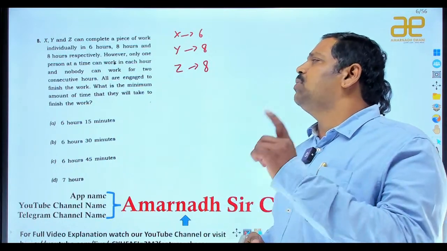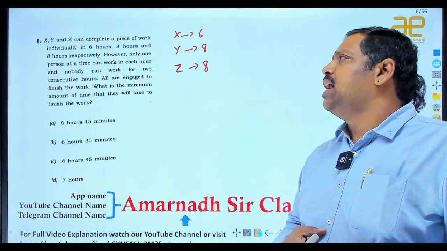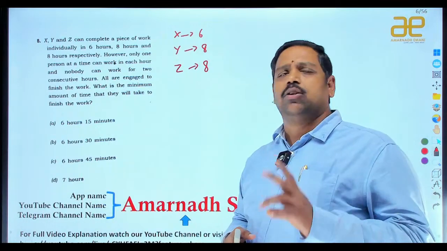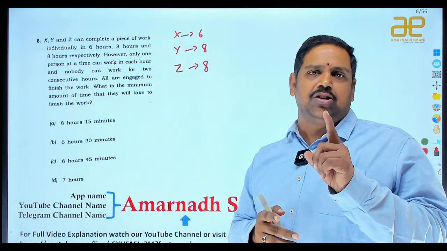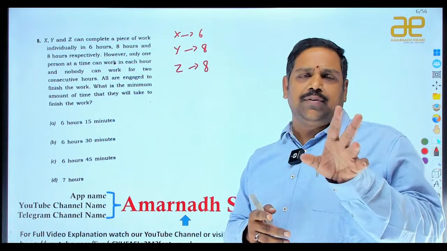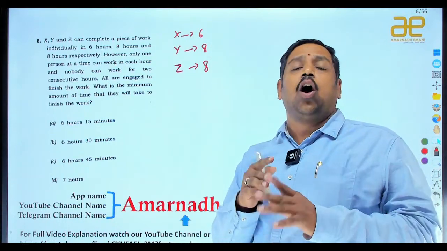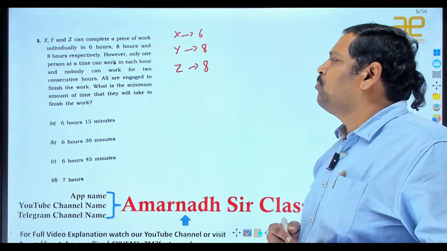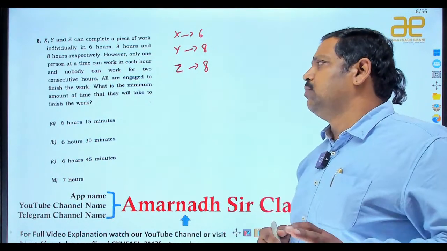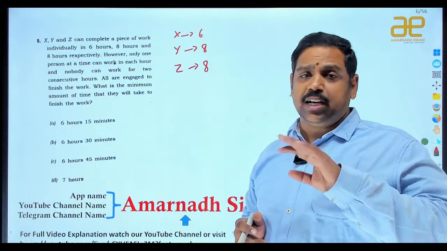However, only one person at a time can work in each hour and nobody can work for 2 consecutive hours. So everybody works for only 1 hour. This is the first condition. The second one, nobody works for 2 consecutive hours, that means it is alternate hours. Who started? We don't know so far. All are engaged to finish the work, means to complete the work, everybody has to work undoubtedly.